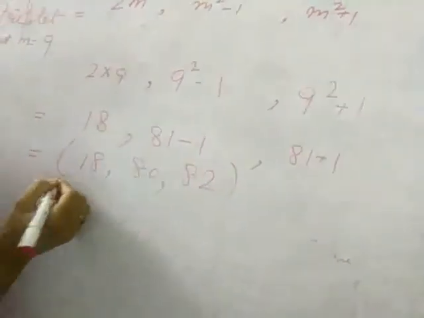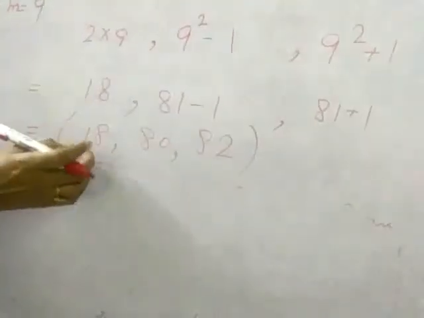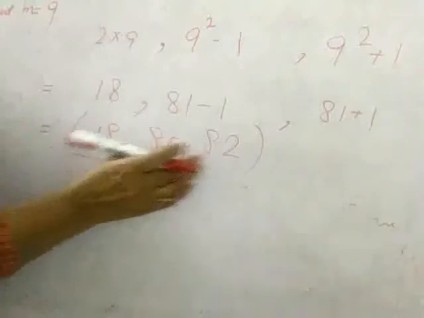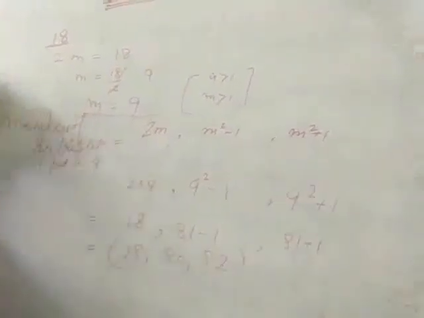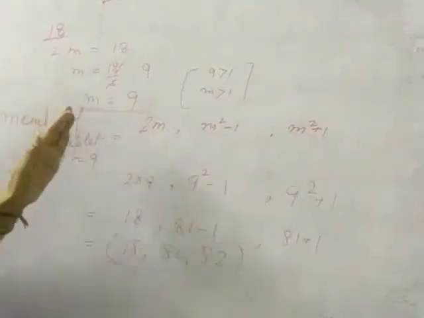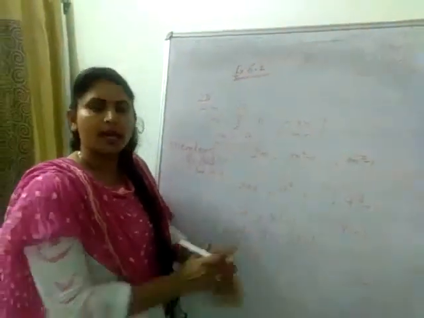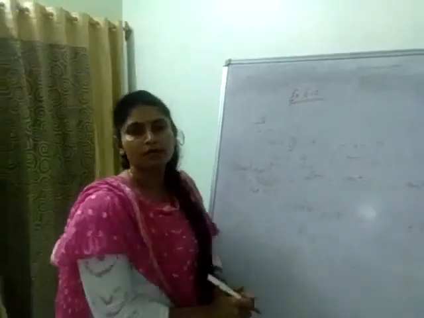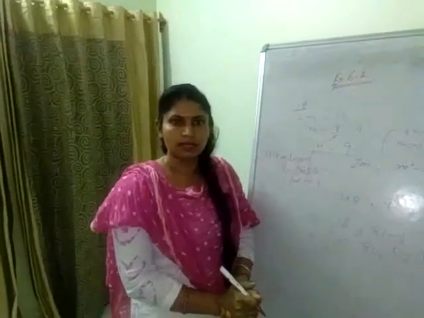That's equal to 18, 80 and 81 plus 1 is 82. So one of the members, 18, is whatever is given, and that must be a member of this triplet. And it's there. 18, 80 and 82. So these are the members of the Pythagorean triplet. I hope these two sums are clear to you. How to find out the perfect square without actual multiplication, what we mean by a Pythagorean triplet, and how to find out the members of a Pythagorean triplet. So all for today. Thank you.